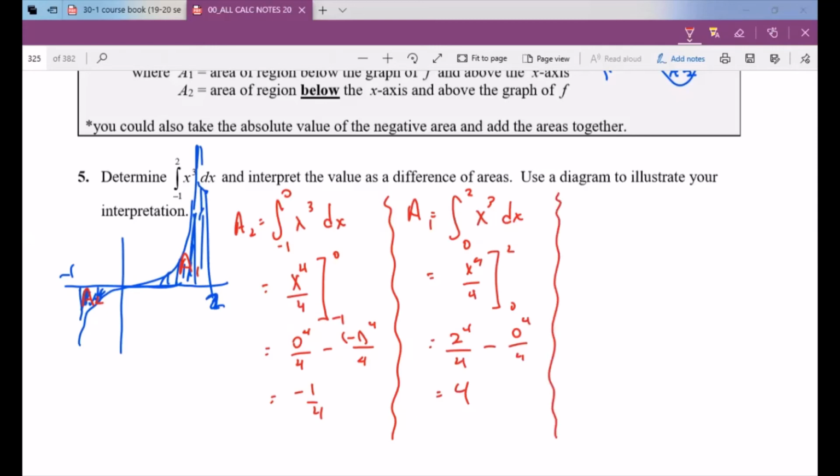So therefore, my total area ends up being A1. I'm going to subtract A2 because it's a negative amount. And this ends up being 4 minus -1/4, which ends up being 17/4, is our total area. And that is it.